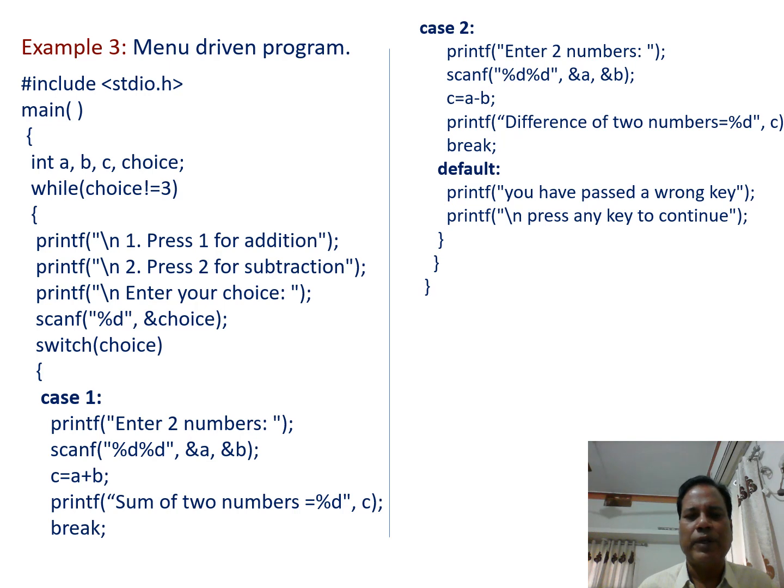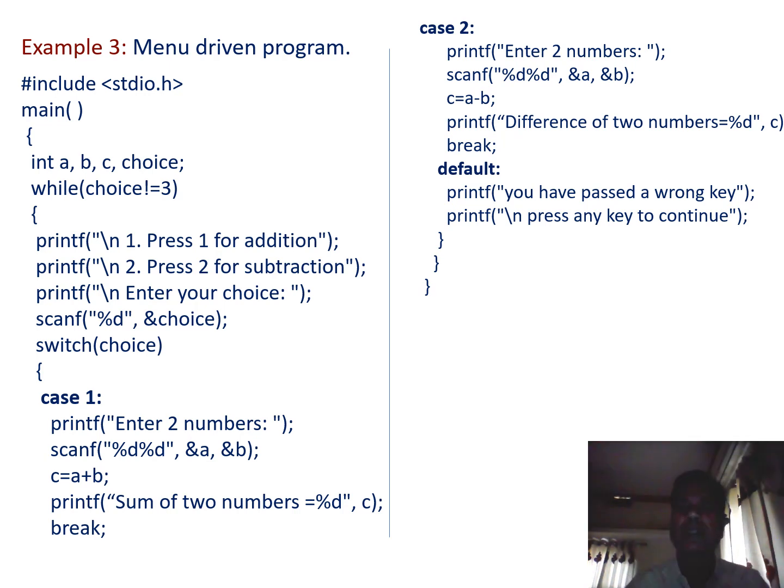Then using the next printf statement, the result is displayed on the output screen as "sum of two numbers equal to %d". At %d, the value of c is displayed. The next statement is break, which brings the control out of the switch statement. Whenever we enter 2, that 2 is matched with the second case 2, and the code written in this block is executed.